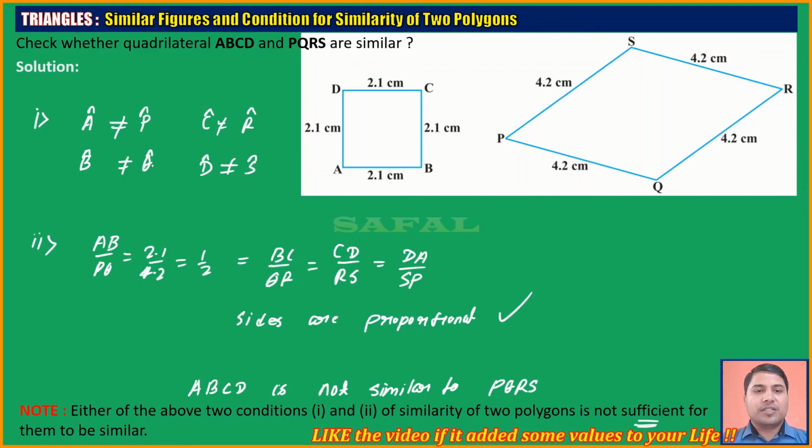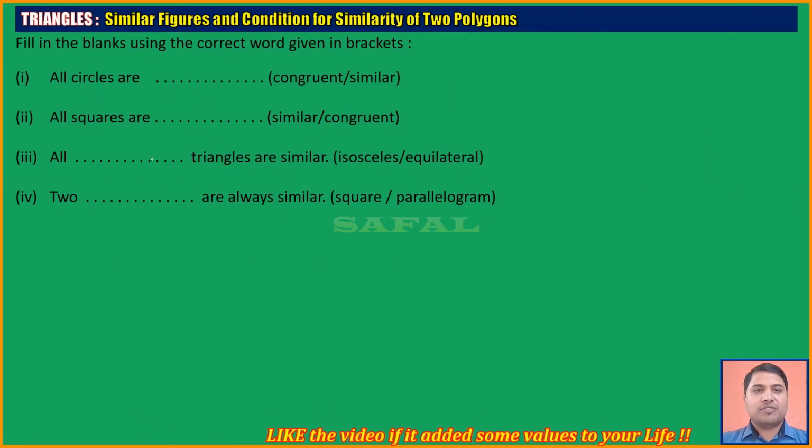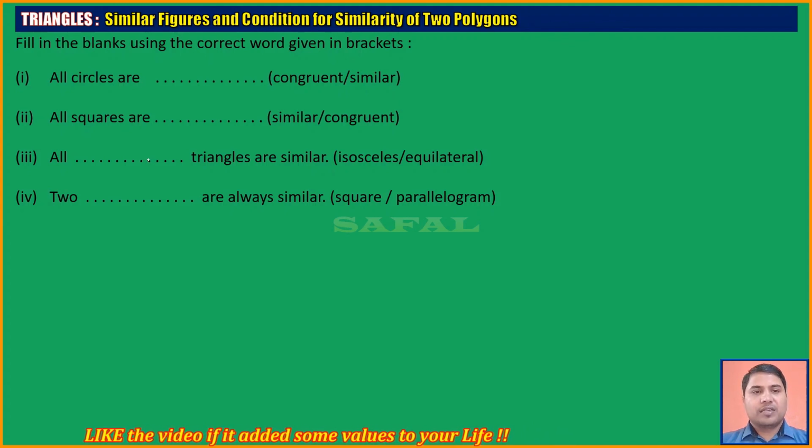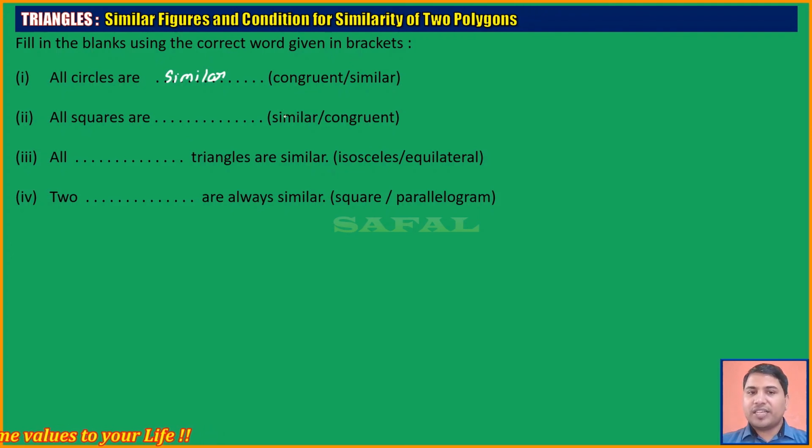So let's take up one more set of questions from the NCERT textbook itself. This is a fill in the blanks. Very easy. All circles are congruent or similar. Now the shape is the same, size we don't know. So since the shape is the same, I can say they are similar. So here the proper word is similar. All squares are similar or congruent. Again we don't know about size, but we know the shape is the same. So I can put the word similar here also.